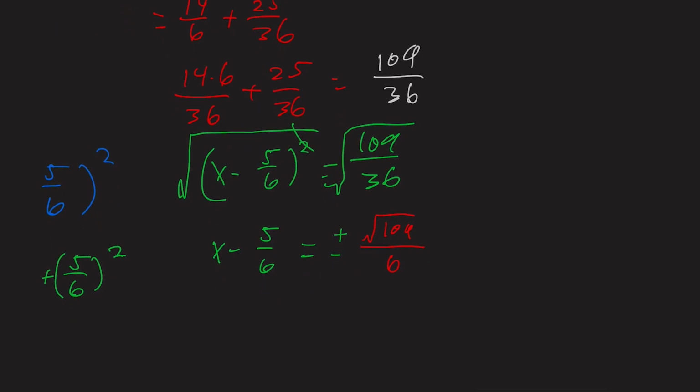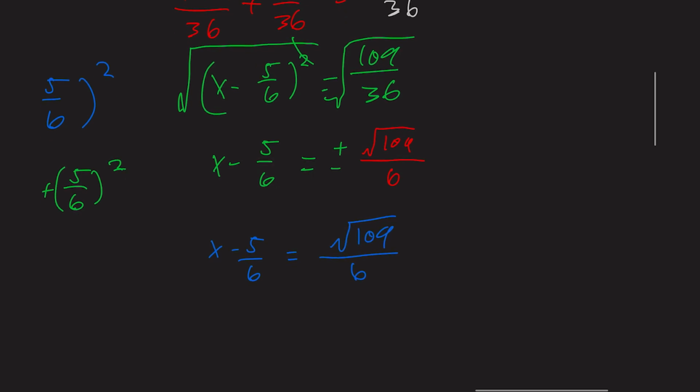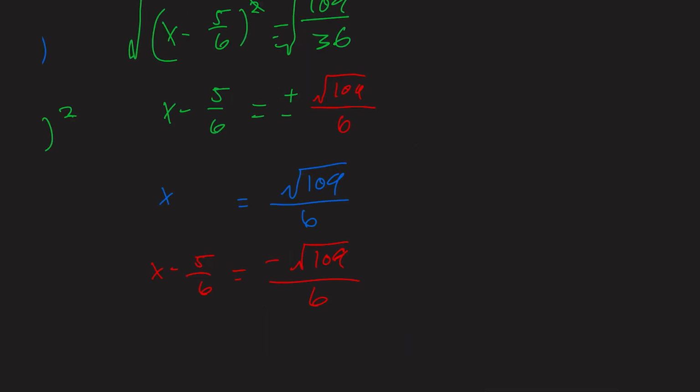And using a calculator, if you want to compute this in decimal form, or if you don't have a calculator, you can leave it as the radical. Anyway, let's keep moving. X minus 5 over 6 equals rad 109 over 6, and the other instance being x minus 5 over 6 equals negative rad 109 over 6. So we're going to take our negative 5 over 6 and we're going to add 5 over 6 to both sides.